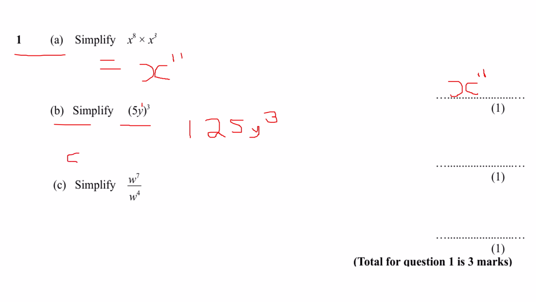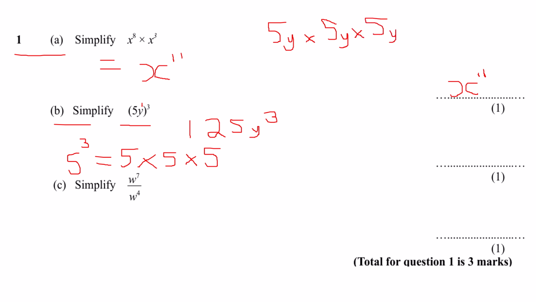5 cubed in maths just means 5 times 5 times 5. So it's 5y times 5y times 5y, which is 125y cubed. If you're ever unsure in the exam, just do it as 5y times by 5y times by 5y. Remember, numbers go with numbers, letters go with letters. So 5 times 5 times 5 is 125. y times y times y is y cubed. So it's 125y cubed.